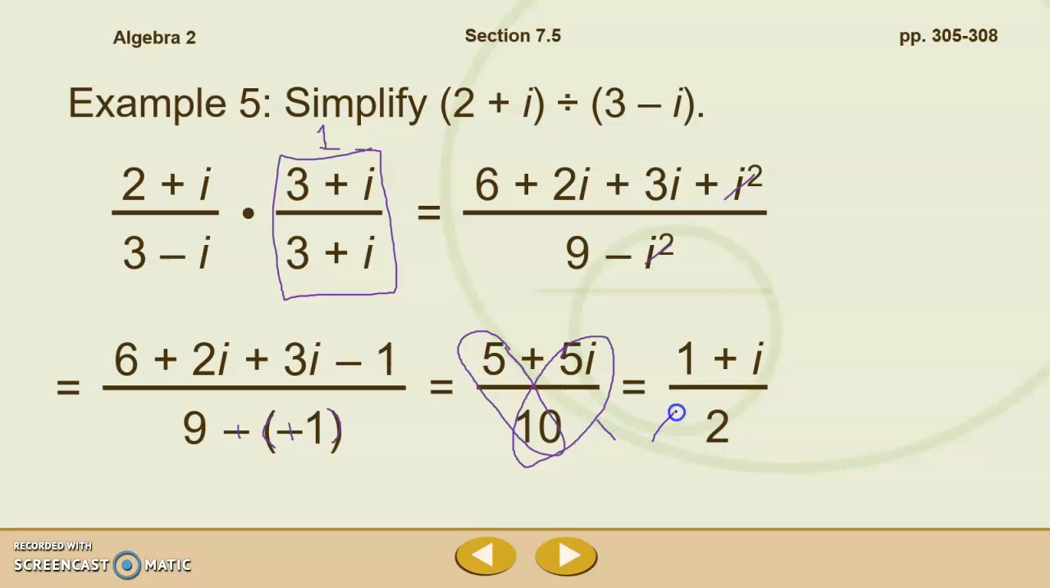If you're wondering what just happened here, I did 5 over 10 is 1/2. And 5i over 10 is also 1i over 2. And then we've got our common denominator. So 1/2 plus i over 2 is 1 plus i over 2. Again, just thinking fractions and common denominators here. Separated that there, 1/2 plus 1/2 i.